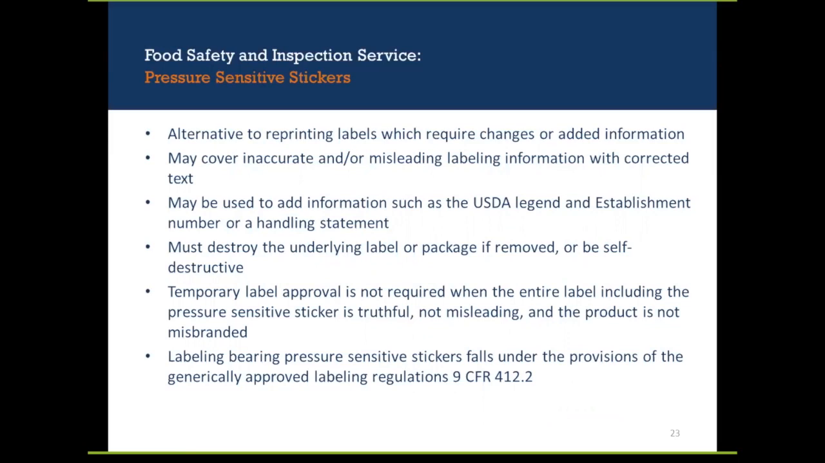There's no formal approval required to apply a sticker unless that sticker is adding a special statement or claim. So for example, if you're covering up an ingredient that's no longer in the product or changing an address on the label, that would not require submission to labeling staff for review. However, adding a claim such as gluten-free requires approval by the labeling staff. Therefore, application of a sticker bearing the claim gluten-free or bearing any special statement or claim would require approval by the labeling staff.